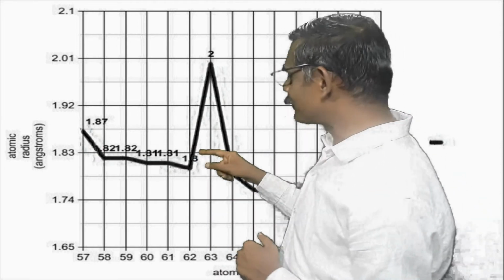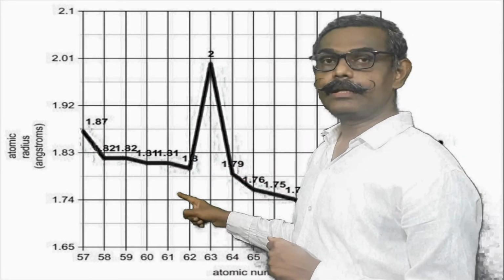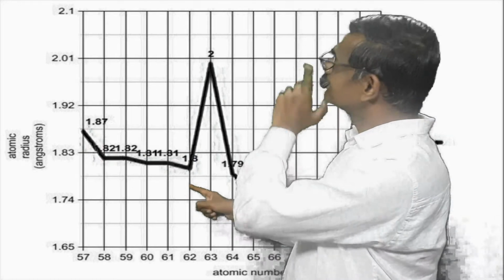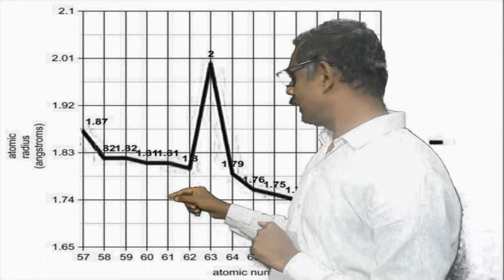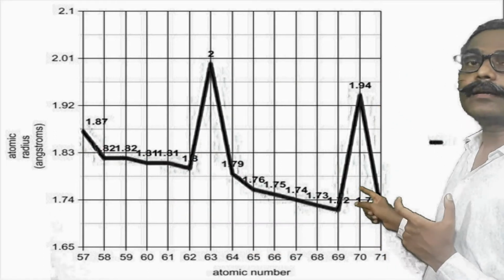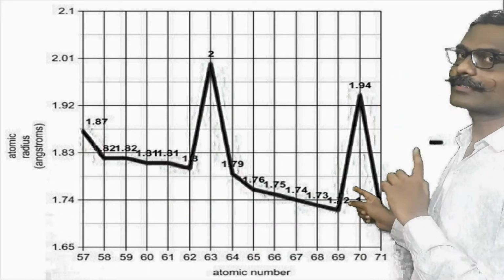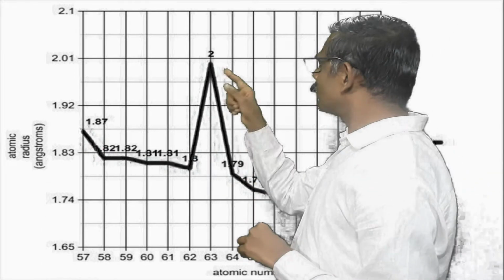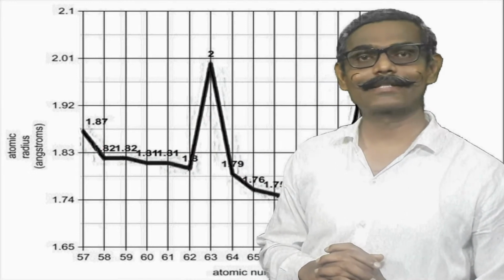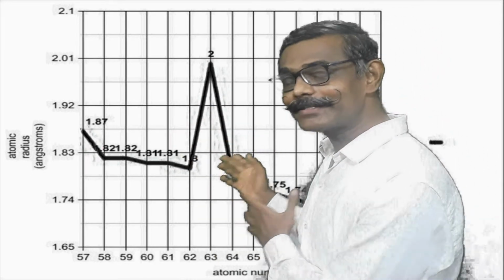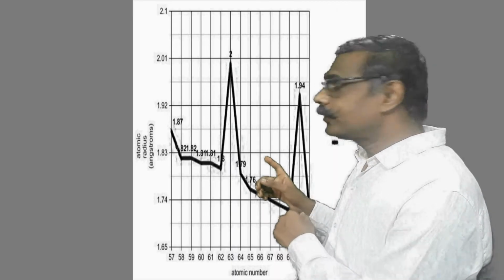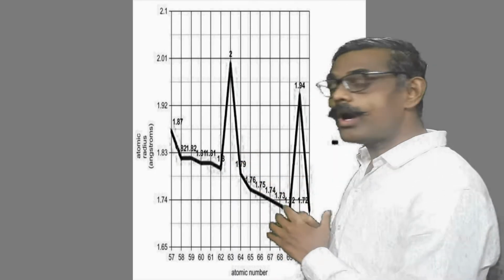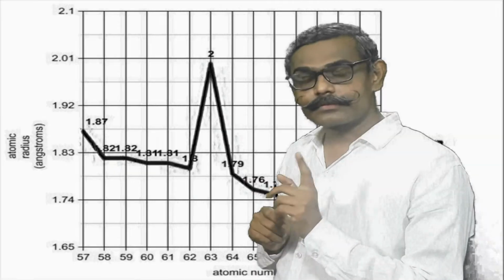But there are exceptions. One at europium. See, considerable large size is there for europium, and the other at ytterbium. There also large size is there. Except these two, elsewhere we are finding a decrease in the atomic size, and this phenomenon is called lanthanoid contraction. Now the question you may have is, why are these two exceptions, students?